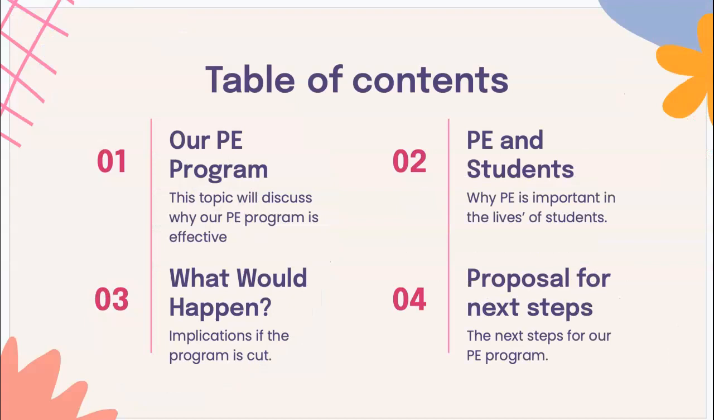Today, we'll be talking about 4 different topics. The first one is our PE program and what we do that is effective. The second is PE and students. We will be discussing why PE is so important in the lives of our students. The third topic is what would happen if our program is cut. And the last topic is the proposal for the next steps in our program.